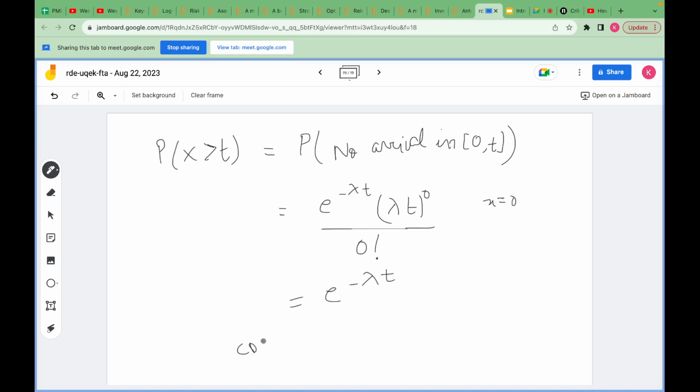So the CDF will be 1 minus e to the power minus lambda t. So this is nothing but an exponential distribution. So hence proved.